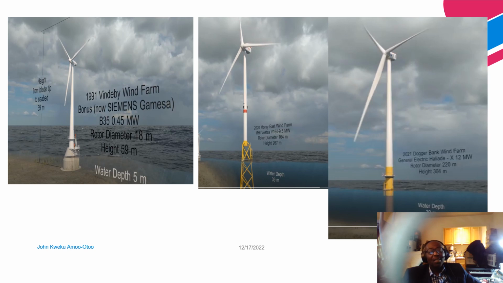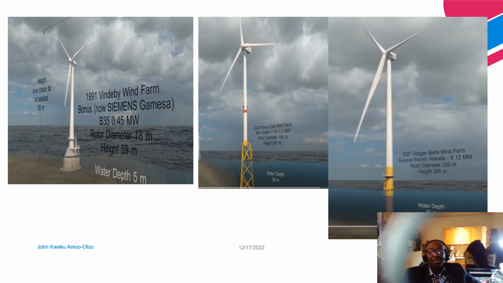Next, it evolved to a 9.5 megawatt wind turbine. This time, it has a rotor diameter of 164 meters. As you can see, look at the big difference from 80 meters to a big jump to 164 meters. And the height from the bottom to the tip is about 267 meters. And definitely, they went from 5 meters to 39 meters on the water depth.